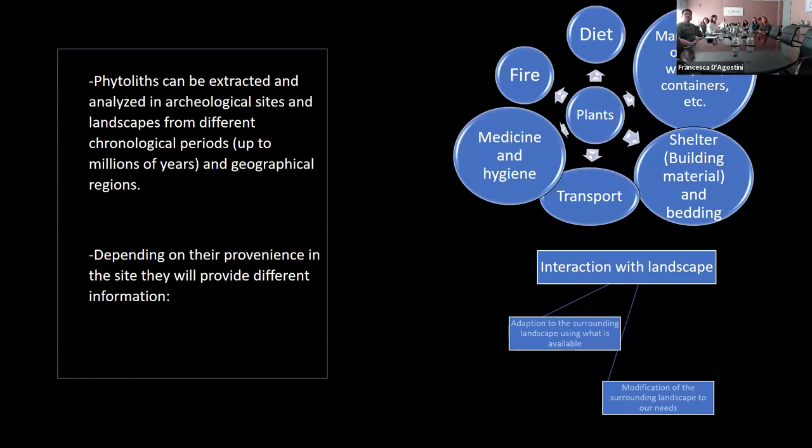So then for medicine and hygienic purposes, to eliminate insects, they can use certain plants, for example, in caves. Transport shelters, so the roofs, the walls, or the floors. I mean, they have been using plants in the past for many years. And also the manufacture of tools and containers.